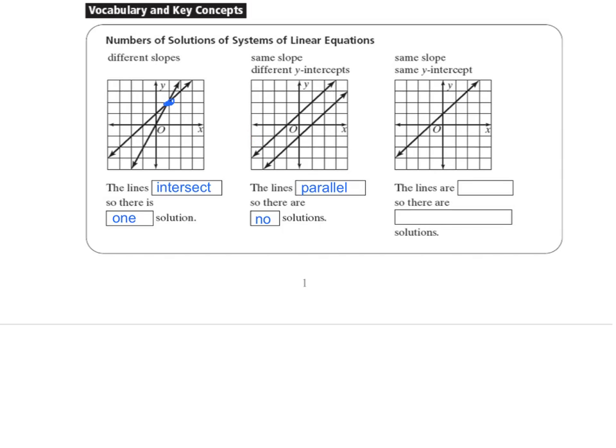Let's look at the graph to the right. This has the same slope and the same y-intercept. When the lines are equal to each other, there are infinitely many solutions. Now let's do some examples together on how to graph a system of equations.